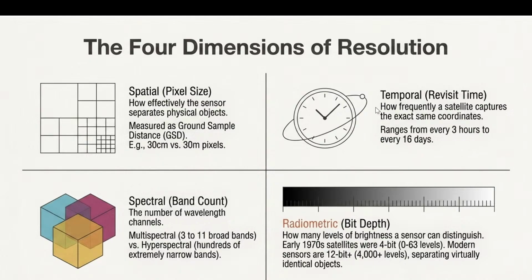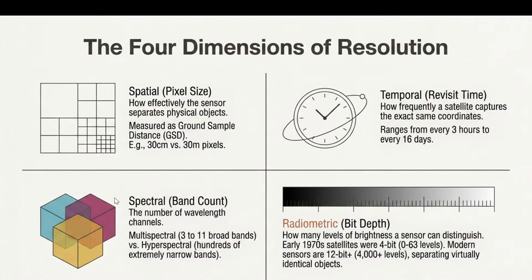For revisit time, mainly we find it ranges from 3 hours to every 16 days. Landsat's revisit time is 16 days. Sentinel-2 is 5 days. So you can get all this information when you work with satellite imagery: spatial resolution, temporal resolution. Temporal is mainly revisit time, and spatial is basically pixel size on the ground. A 10-meter pixel size means 10 meters on the ground. Then temporal is revisit.